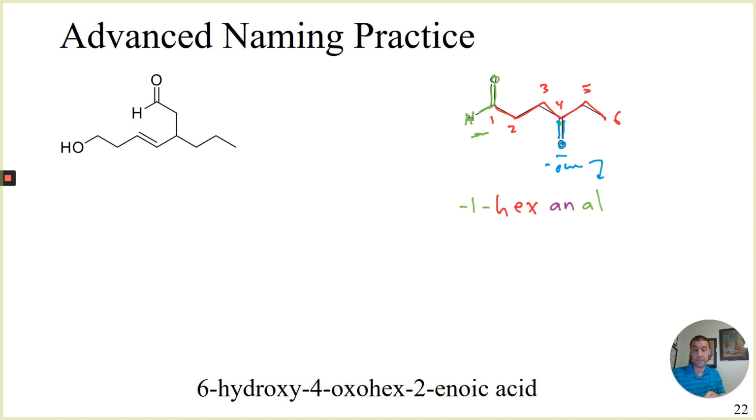This is where the secondary name comes in, and the secondary name for a ketone is oxo. So we're looking at an oxo on this. That oxo shows up at position 4. So the name I would get here would be 4-oxo-1-hexanal, and there's the name.